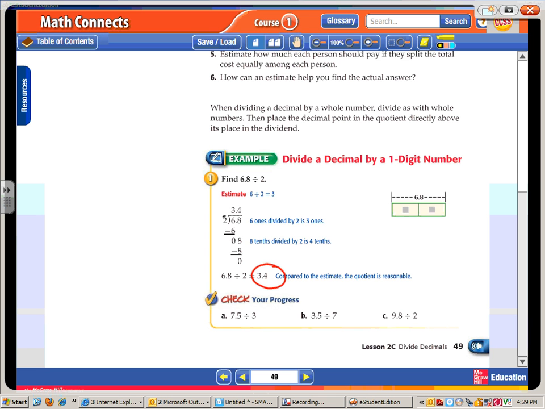You know, you're taking your 6 and 8/10. That's about 6. We could round it to 7, but I know that I can't divide 7 equally by 2. So I'm going to keep it 6. 6 divided by 2 is 3.